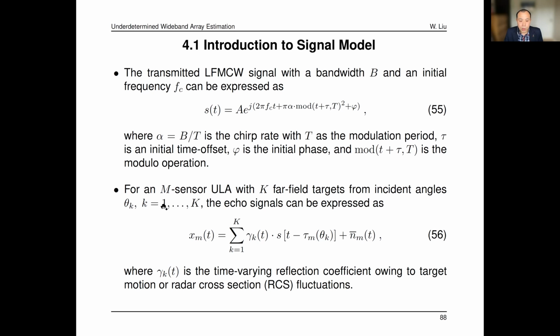Okay, and then we use a uniform linear array with M sensors. We have K far field targets, and after reflection, the echo signals received by this URA can be expressed in this form. Again, this is a standard wideband model. The only difference here is this extra part, gamma sub k of t. This is a time varying reflection coefficient owing to target motion or radar cross-section fluctuations. So this is the extra part.